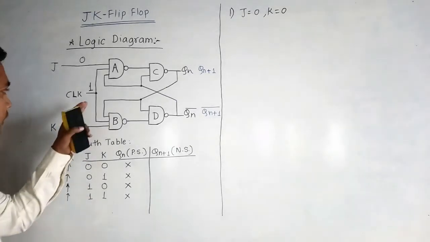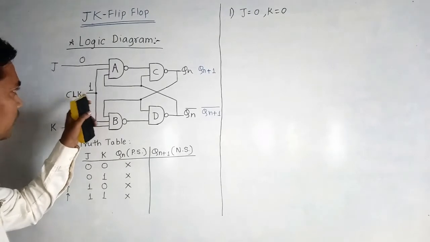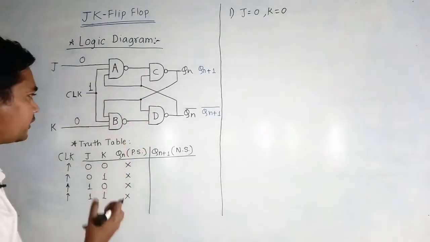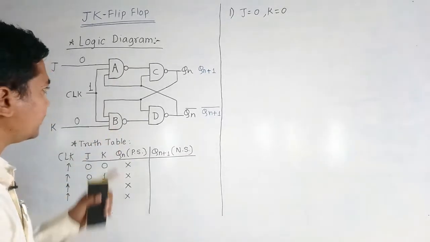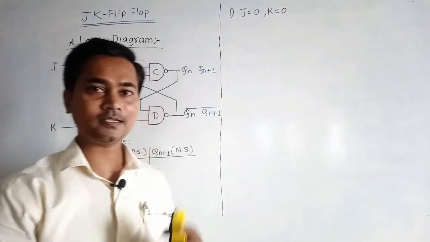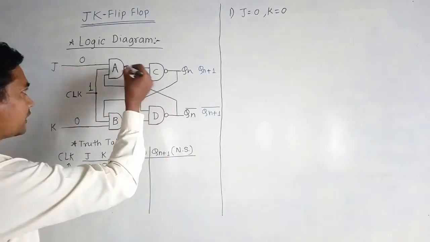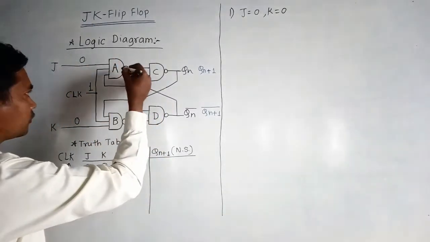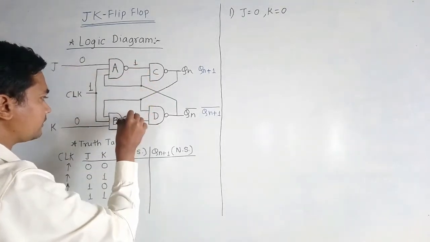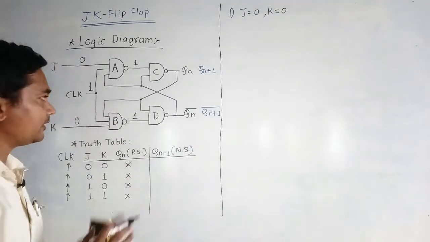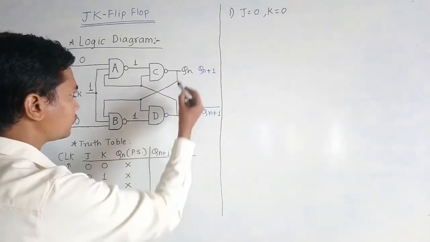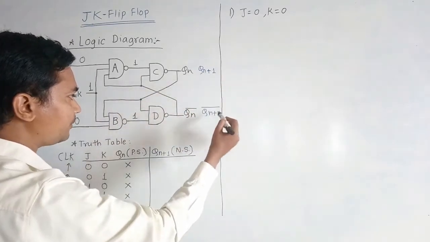Now what will be the output of the A gate and B gate? As we know from the truth table of the NAND gate, if any input of a NAND gate is 0, then the output is 1. So here, due to the 0 and 0, the outputs of A NAND gate and B NAND gate will become 1. Now what about the outputs of the C and D gates, that means Qn+1 and Qn+1 bar?